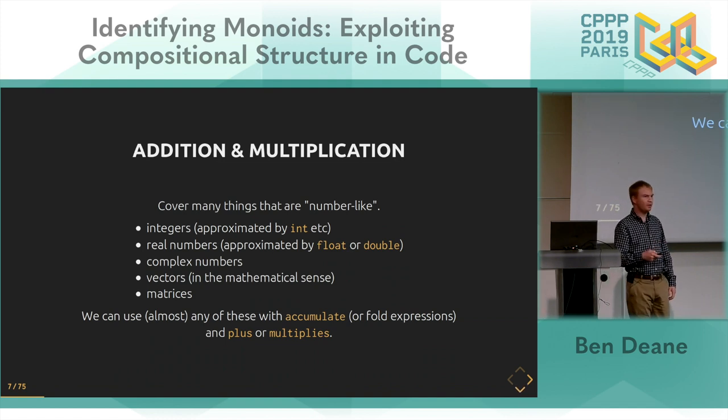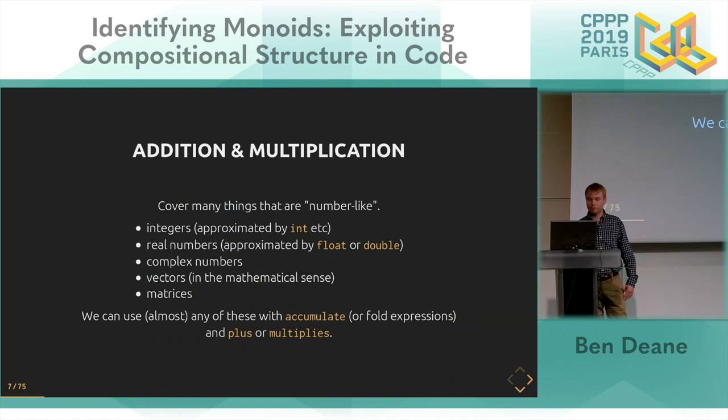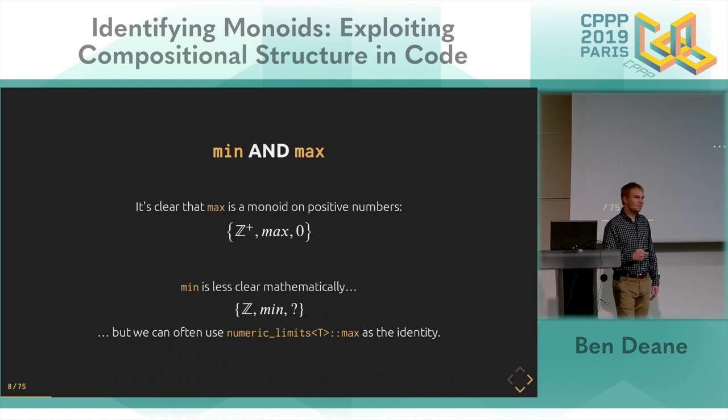Matrices are the first thing that we meet normally in our mathematical career that is not commutative: matrix multiplication. But it's still associative, and that's all we need to be a monoid. Okay, so those are kind of the obvious things that are number-like. Let's think more about different operations.